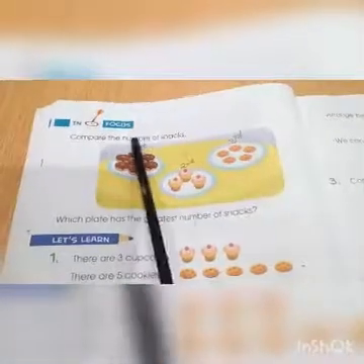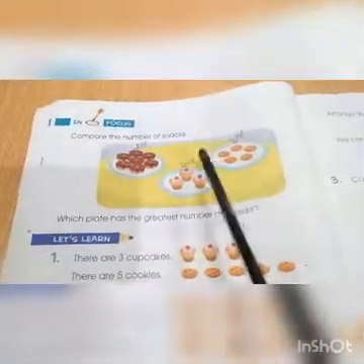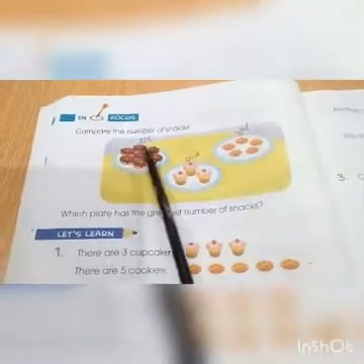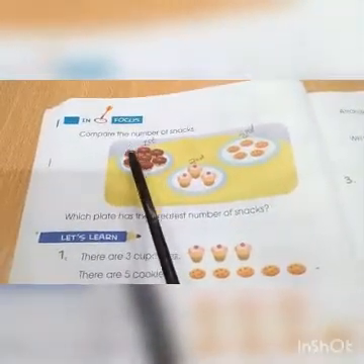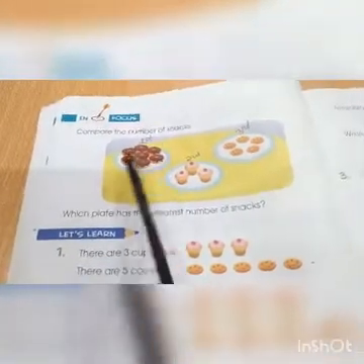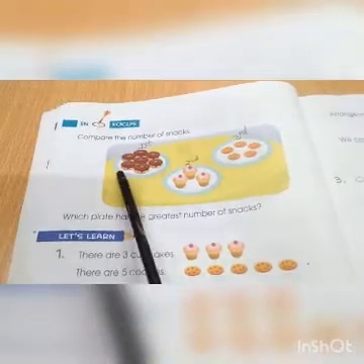In focus, compare the numbers of snacks. You can see on this table there are 3 plates. In the first plate there are some donuts. Let's count 1, 2, 3, 4, 5, 6 and 7. There are 7 donuts in this plate.